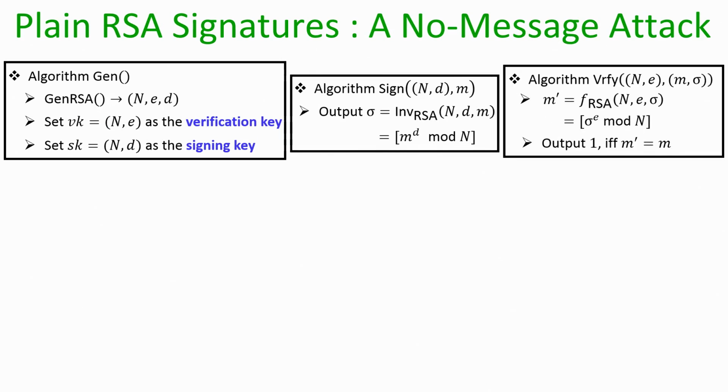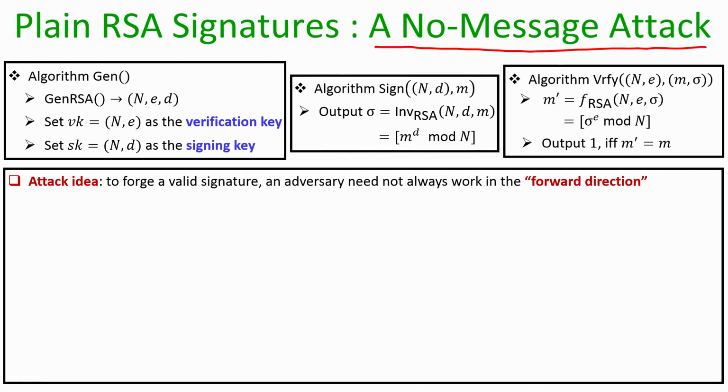Indeed, it turns out that for plain RSA signatures there are several ways by which the adversary could come up with a forgery. So, let us see a very simple attack which we call the no message attack. From the name it might look like there is no message on which the adversary is producing the forgery, but that is not the case. There is indeed a message on which the adversary is producing the forged signature. The reason why it is called no message attack will be clear to you soon.